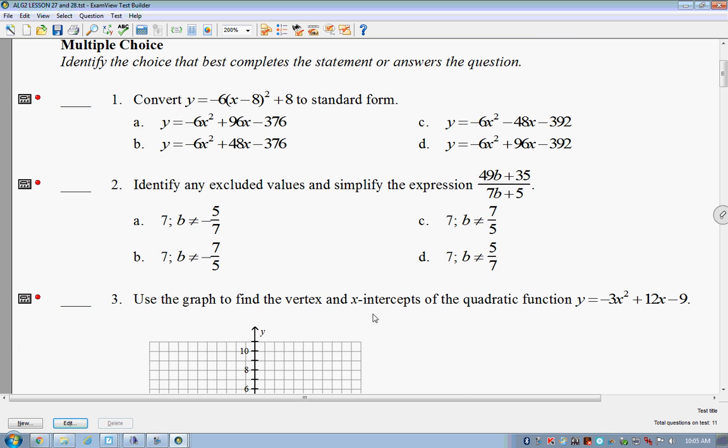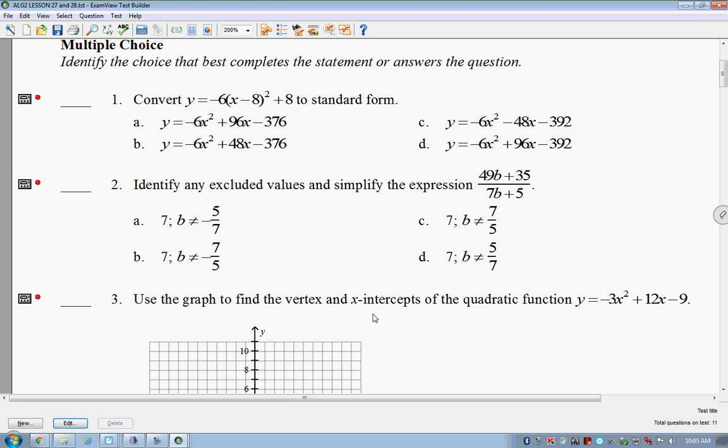This first one gives me my equation in vertex form and asks me to change it to standard form. What do I do to change this to standard form? We have to do things in order here. Somebody know what we do first? Distribute the 2? We're looking at number 1, right? We do the exponent, right?